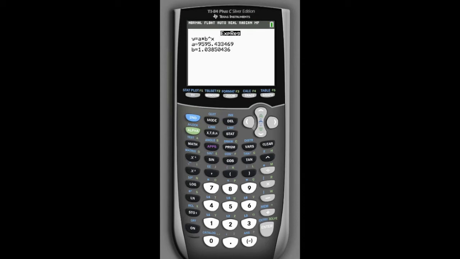Okay, now it's a little bit more complicated here. Okay, so we've got a times b to the x, which is fine. I was totally expecting it to look like that.